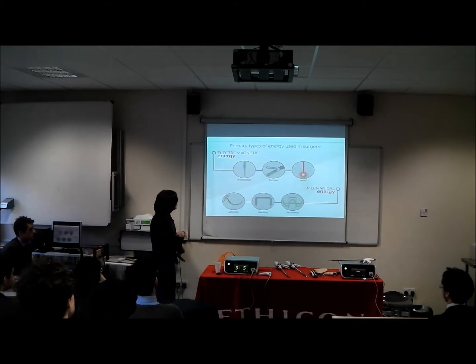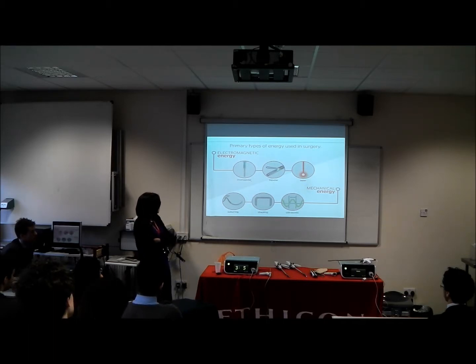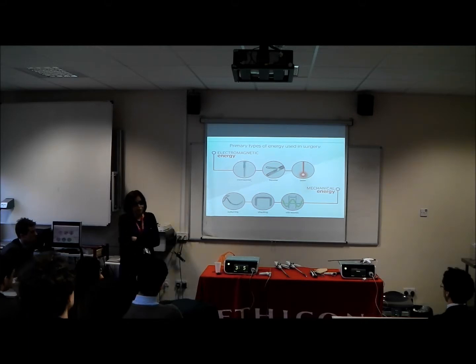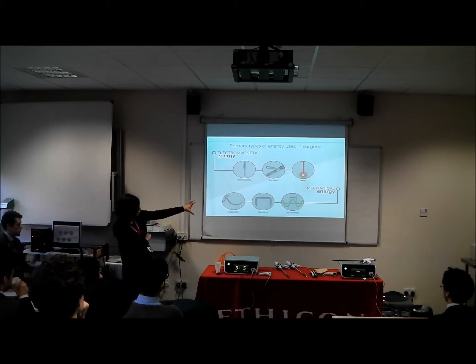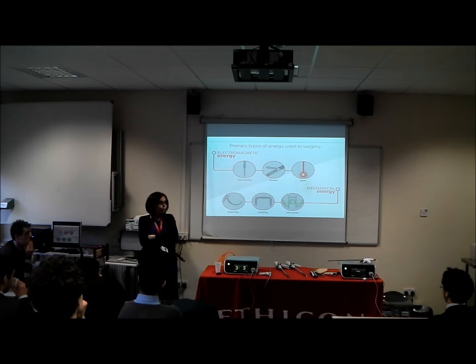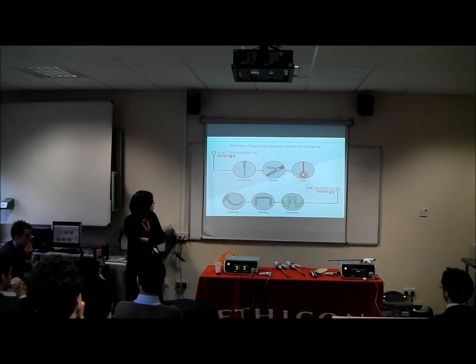Right. So the two main types of energy sources that we use are electromagnetic energy and mechanical energy. I'm not going to bore you all, and you will know much more than I do in terms of the physics of all this. But mechanical energy, what I'm going to talk about is the sound, the ultrasonic bit. And in the electromagnetic, I'm going to talk about electrical energy, so mainly about monopolar and bipolar energy. And I will explain to you further on in the talk how that is used.